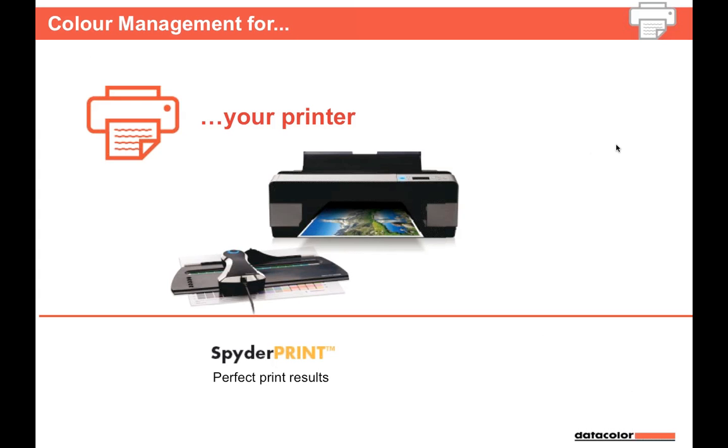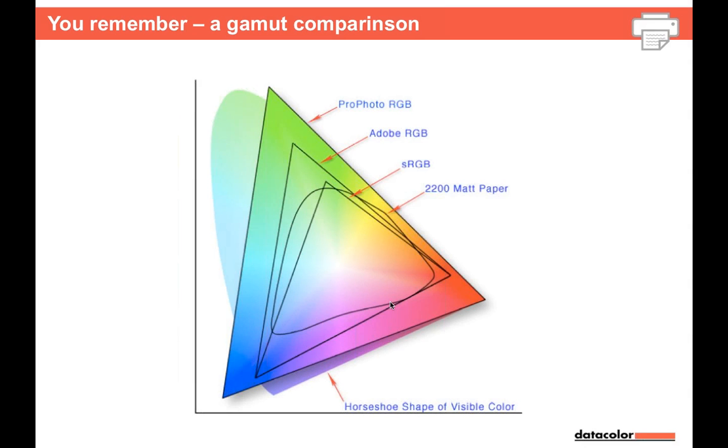Your printer can be profiled with a tool that is called Spider Print. I can't explain more about that tool because that would be too long for now. But we will do further webinars, so keep an eye on that. But here you see again, Adobe RGB is that big triangle, and that almost covers all of the colors of a printer. And that here was an Epson 2200 printer on matte paper. So just to give you a rough idea.